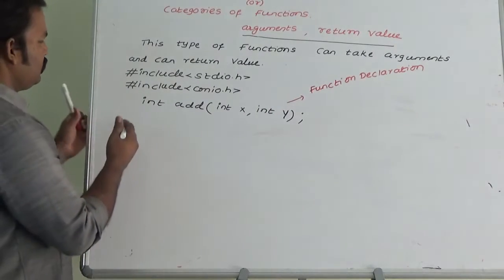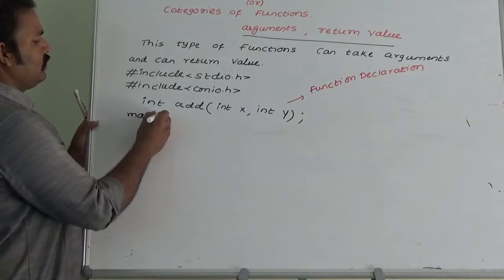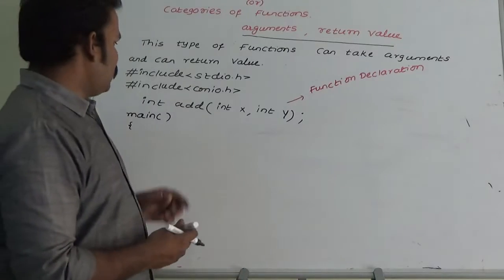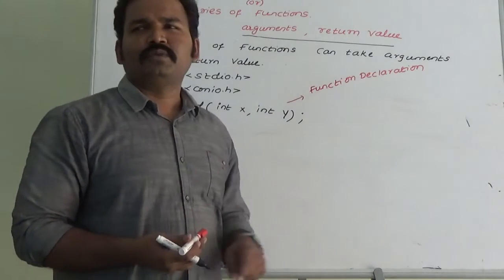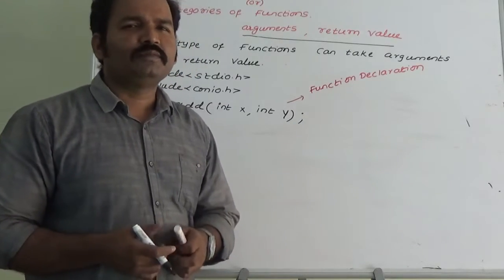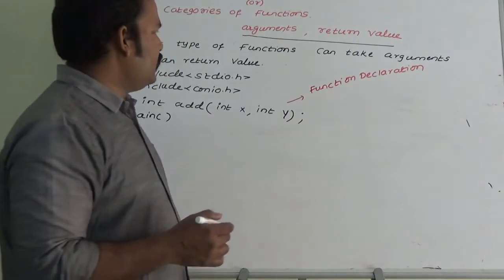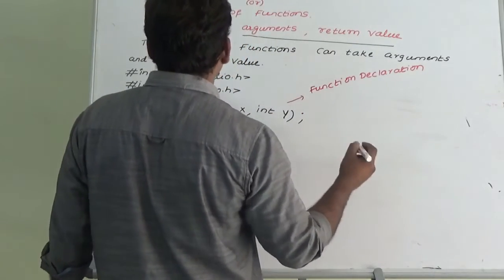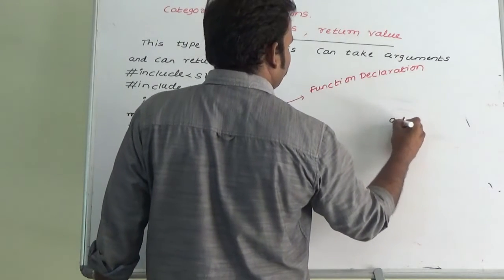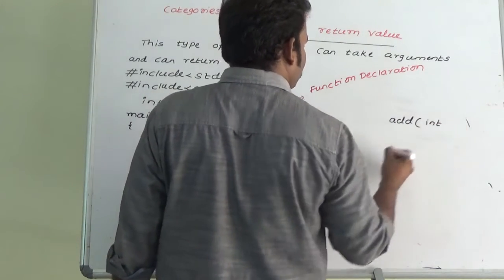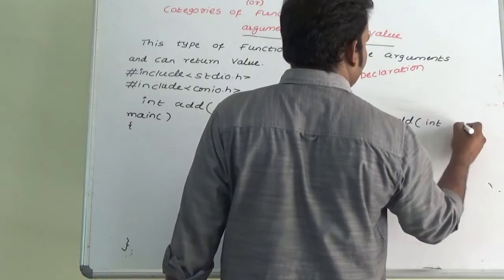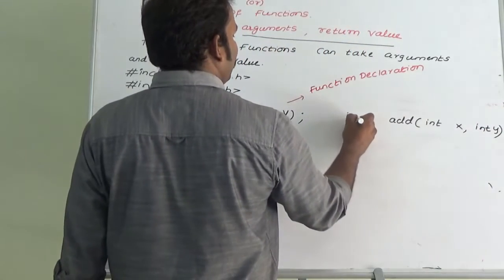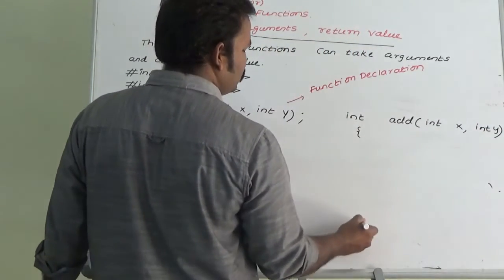Then I am writing the main function, opening brace, closing brace. Next, after the main function section, what is the next section? Subprogram section. The subprogram section contains user defined functions. Here I am creating my own function. The function name is add. This function can take arguments and can return value. Opening brace, closing brace.